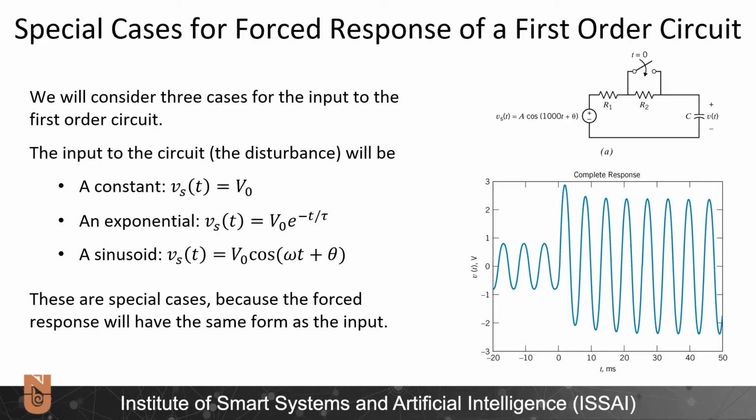We will cover three special cases for the forced response of the first order circuits. Specifically, the voltage input is a constant of the form V0, the input is an exponential of the form V0 times e to the minus t over tau, or a sinusoidal of the form V0 times cosine omega t plus theta, and we will learn how to derive the response of the system for these three inputs.